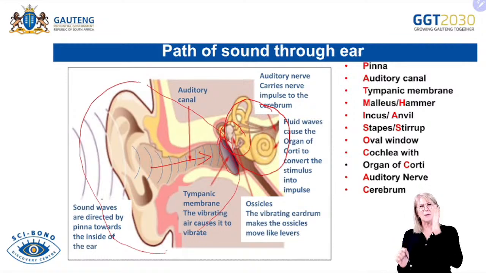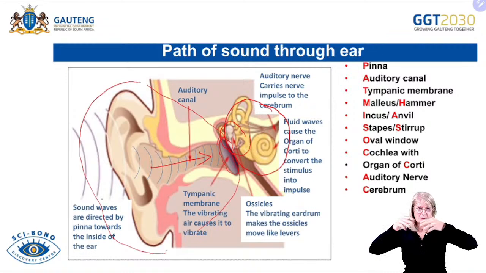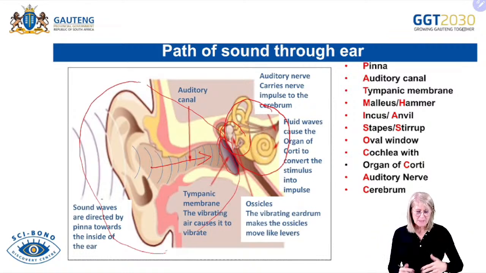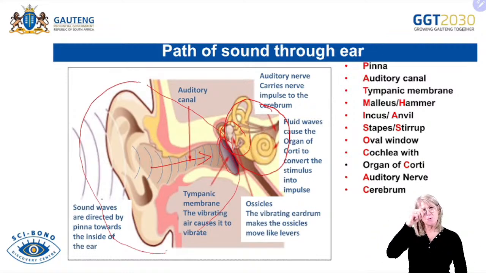And what happens is, when that oval window starts to push against the liquid, it starts causing waves. It's the same as if you sit in the bath and move backwards and forwards, you start causing waves in that water. So that's what happens: the liquid in the inner ear starts to move, and it forms pressure waves. Okay, so that is basically the path of sound.